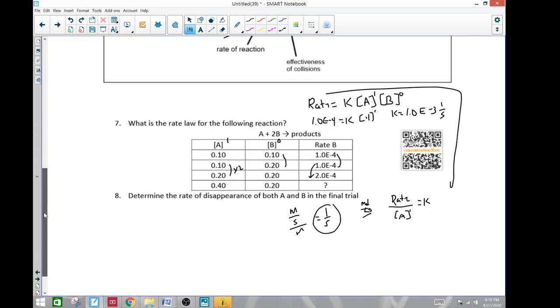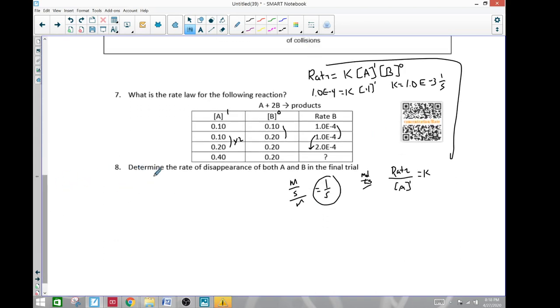And then, moving along here, determine the rate of disappearance of both A and B in the final. Okay, so all we gotta do is take and plug those concentrations in. Of course, B has nothing to do with it, but it's going to be the rate, okay, equals K 1.0 e to the negative third times concentration of A, which is 0.4, and to the first, and then we'll multiply out and get our rate. The rate is actually tracking the rate of B.